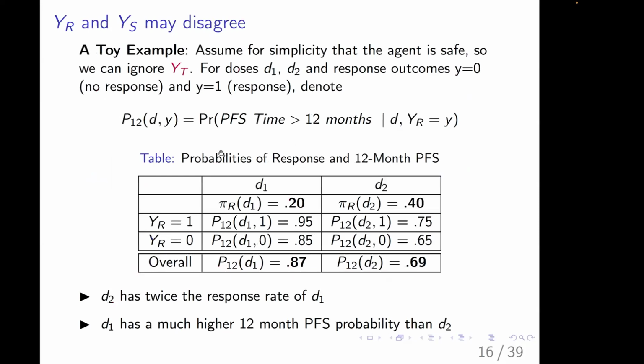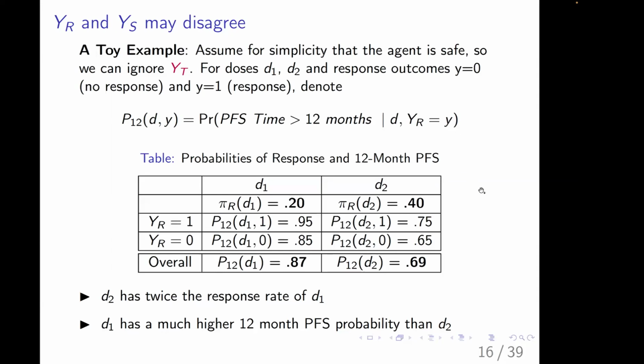Okay, so how do we exploit this? So here's a toy example. The Y sub R, early response, and PFS time may disagree. So let's assume for simplicity that the agent's safe so we can ignore toxicity. So this is just for illustration. And say we've got doses D1 and D2. And we'll denote non-response by 0 and response by 1. And I'll say P12 of D and Y is shorthand for the probability that the PFS time is at least 12 months, given dose and the early response outcome, 1 for yes, 0 for no.